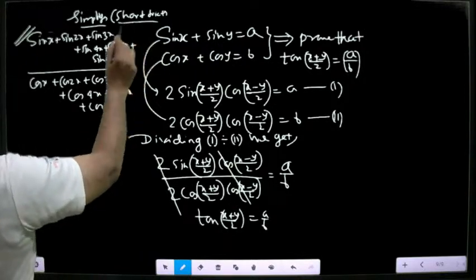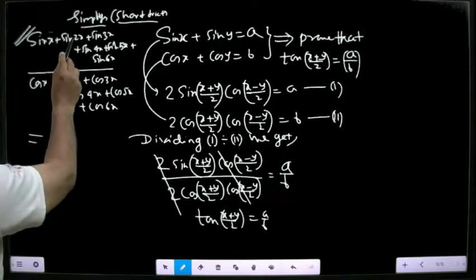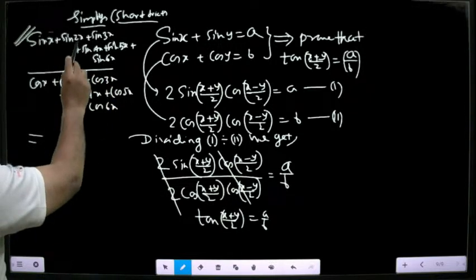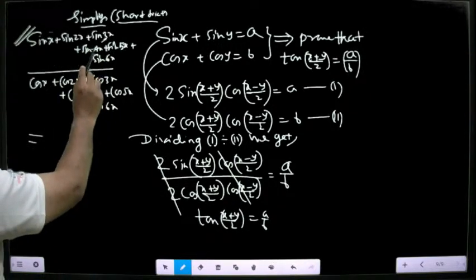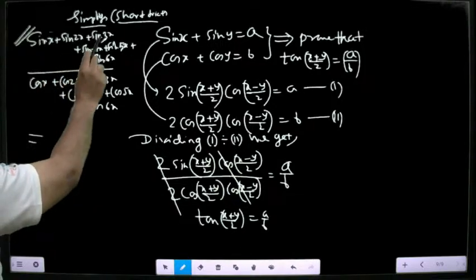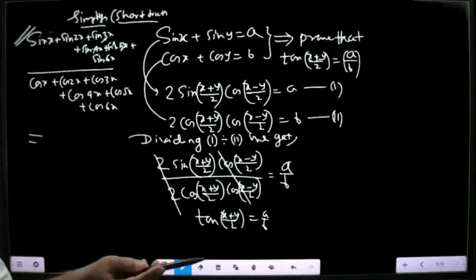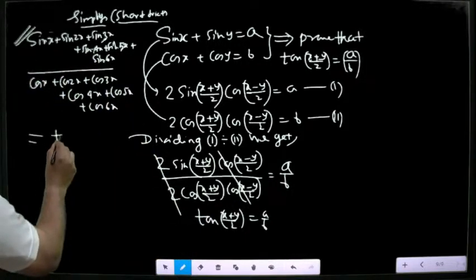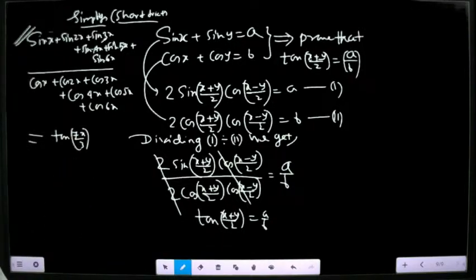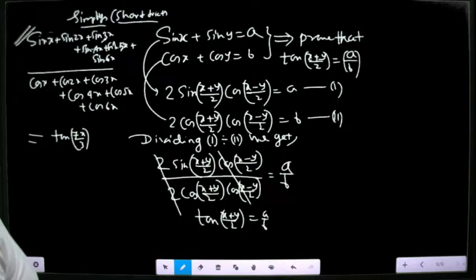What is the short trick? Count 1 minute, I am doing: 1, 2, 3, 6, 10, 15, 21. 1, 2, 3, 3, 6, 4, 10, 15, 21. 21 by 6, how much? 7 by 3, so tan 7x by 3. Okay, in a short span, you can do it in this way.